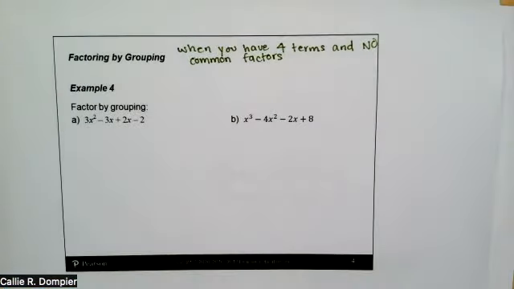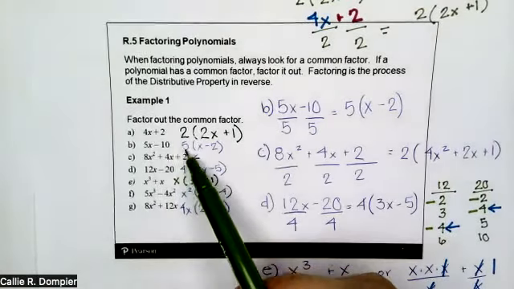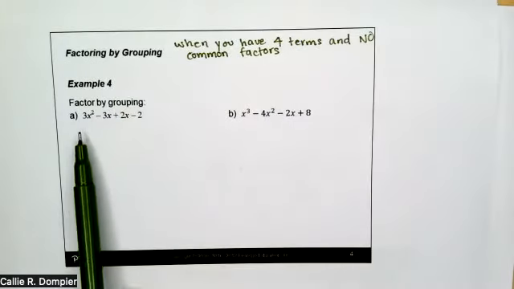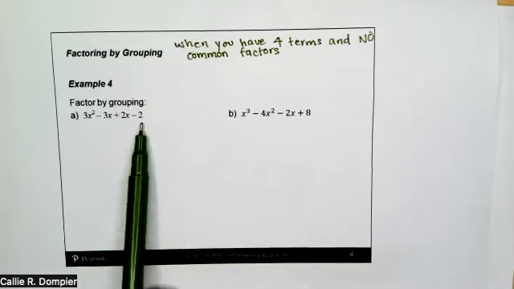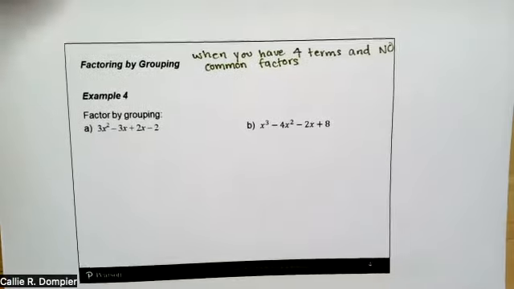Good. So the first page, those all had common factors. 2 was common to 4 and 2. 5 was common to 5 and negative 10. 2 was common to 8, 4, and 2, right? Here I have 3x squared minus 3x plus 2x minus 2. Nothing is common to all 4, okay?